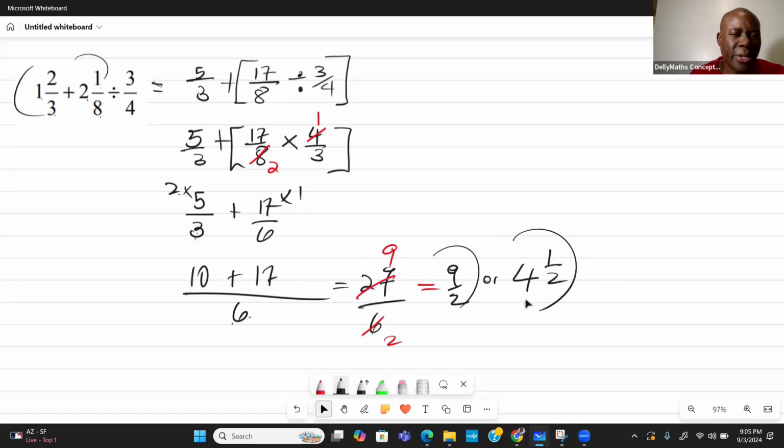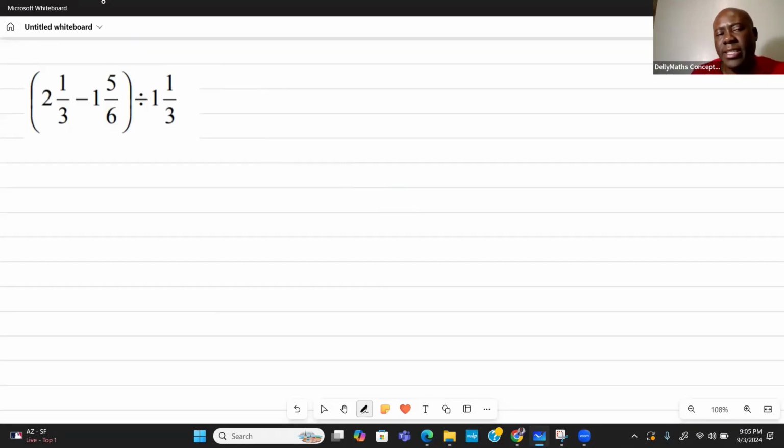Let's take a look at the third and last. A parenthesis. We have a bracket, and inside that bracket we have 2 1/3 minus 1 5/6. And all of that result must be divided by 1 1/3. So this is a little different case from the other one, because this one we actually have a bracket. So we're going to have to find out what is in the bracket first.